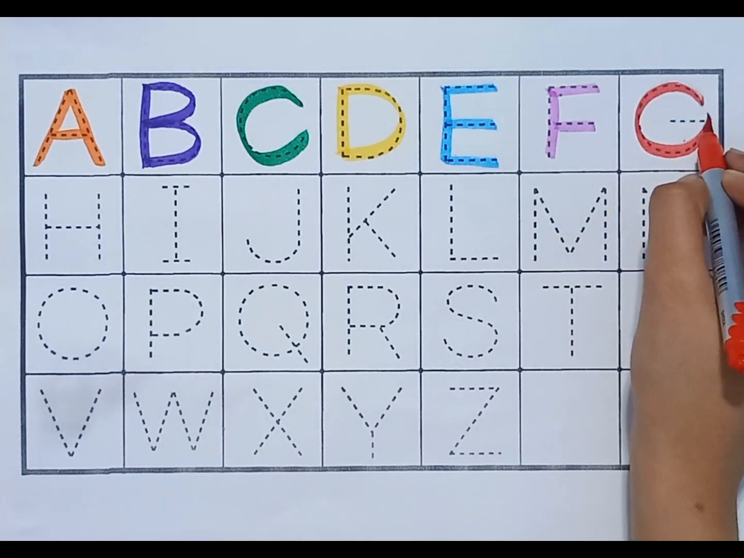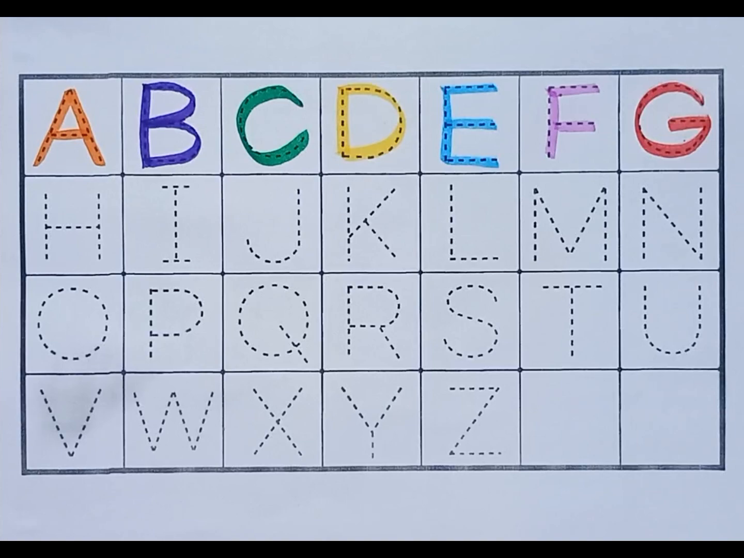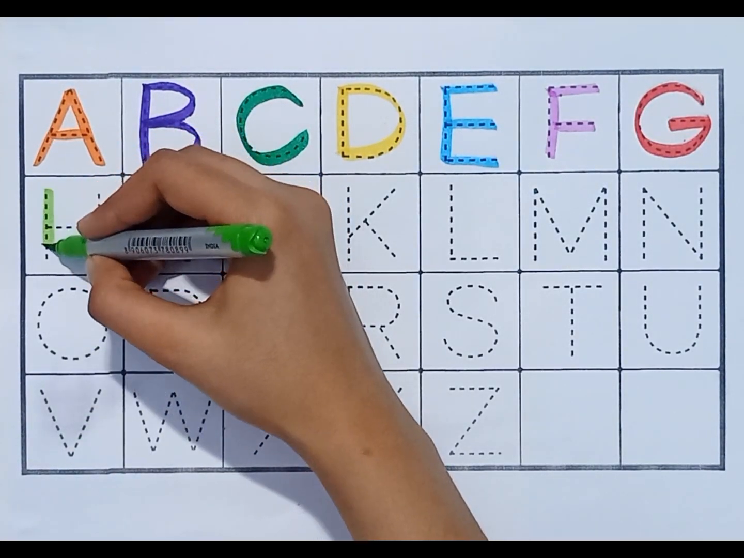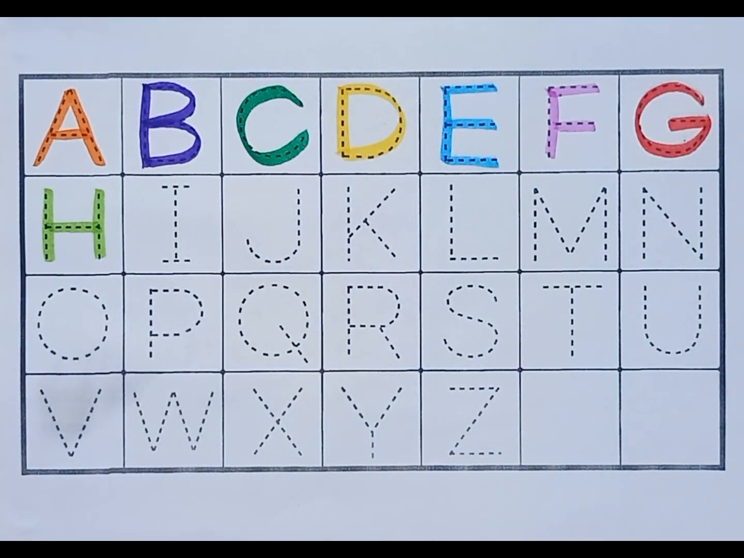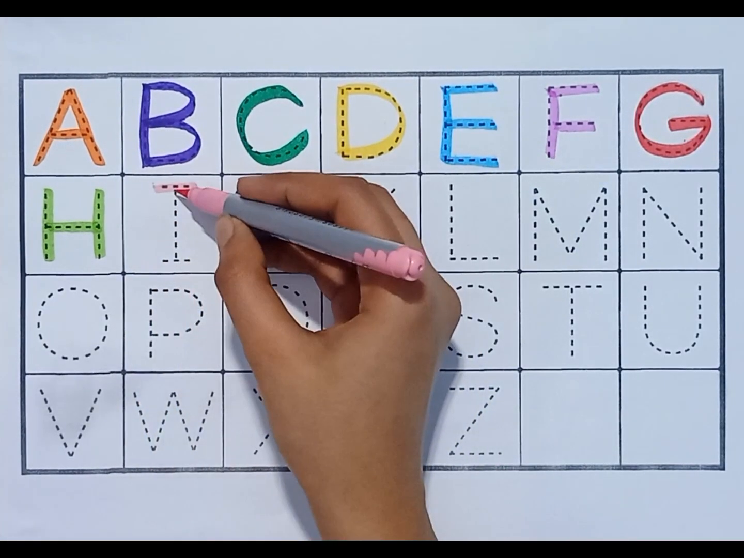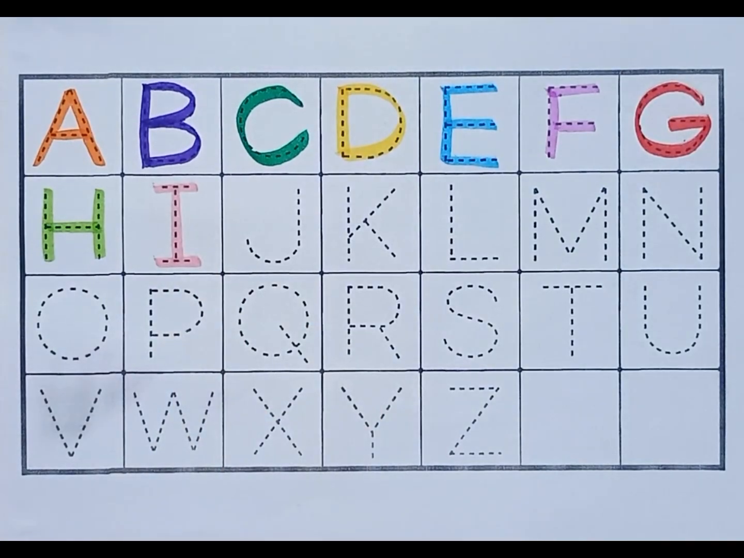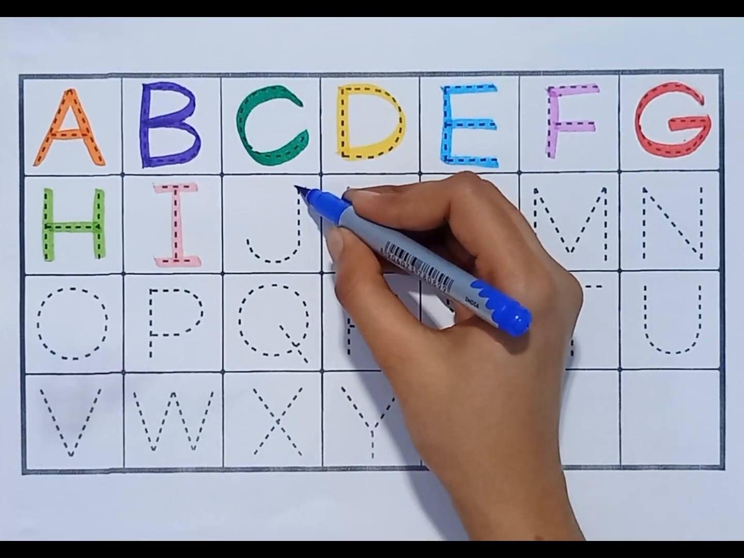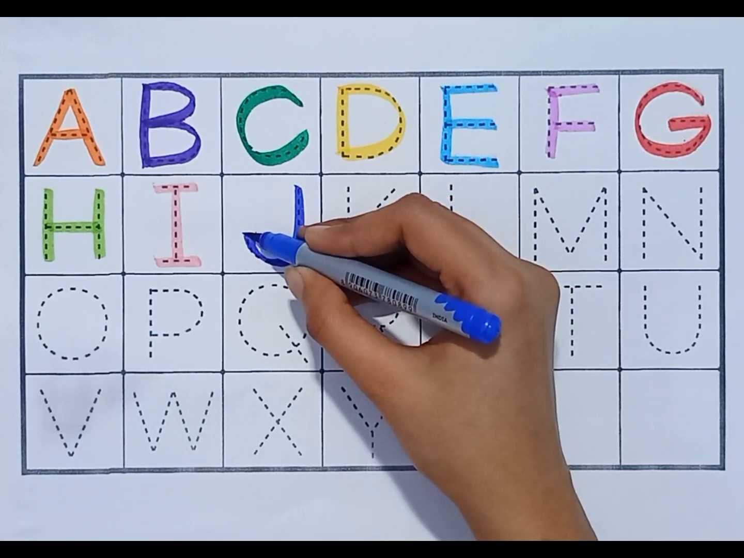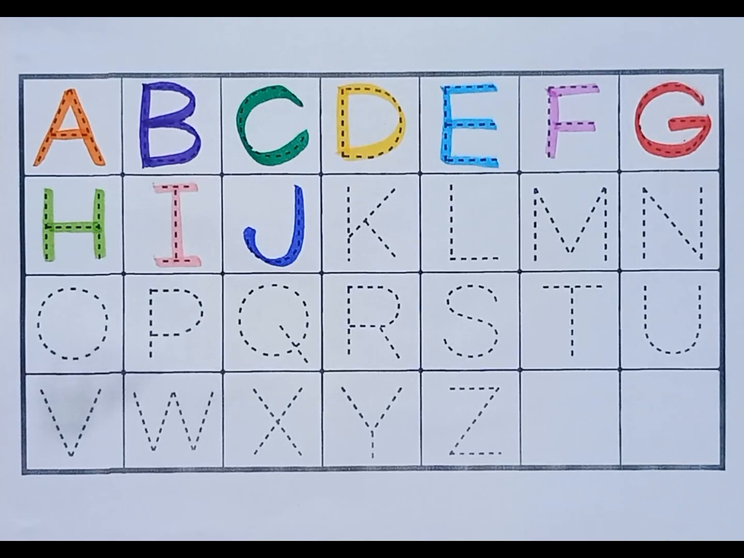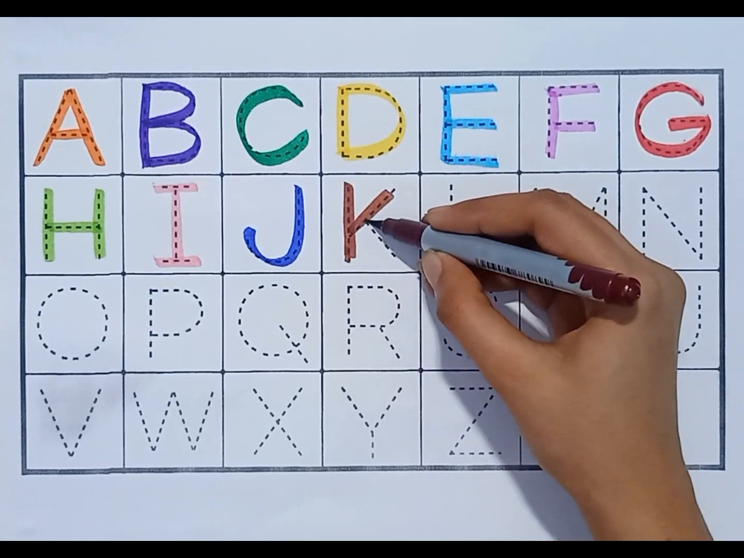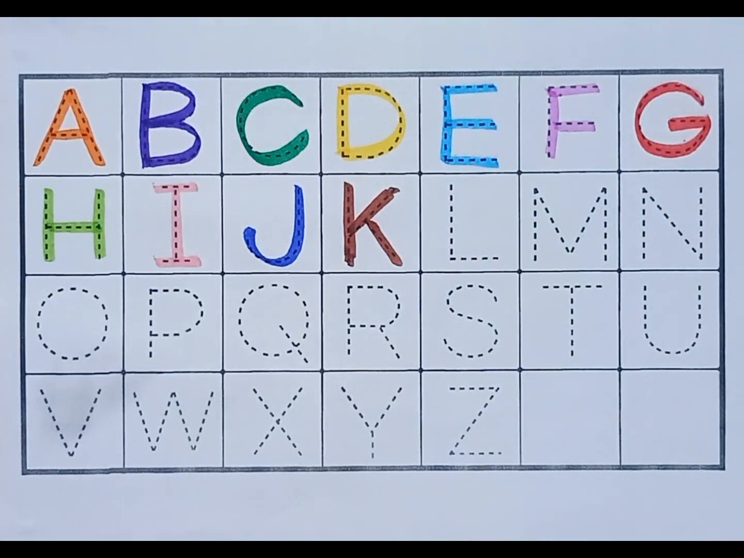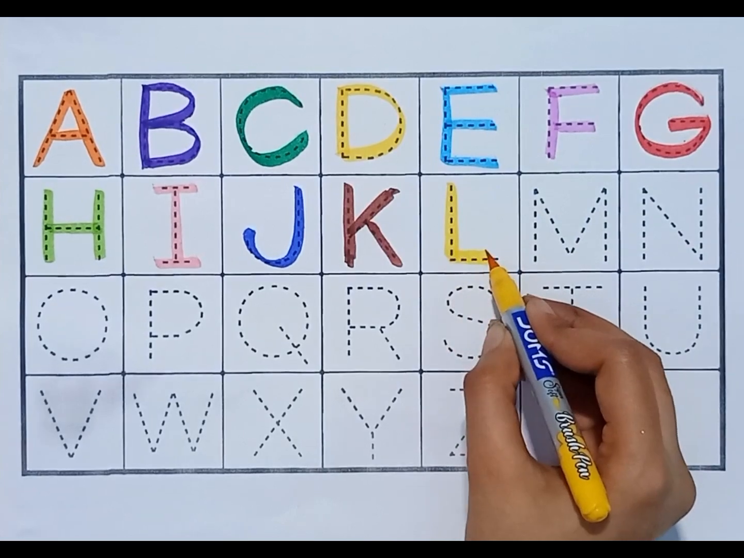G for grapes. H for hen. I for ice cream. J for jug. K for kite. L for lion.